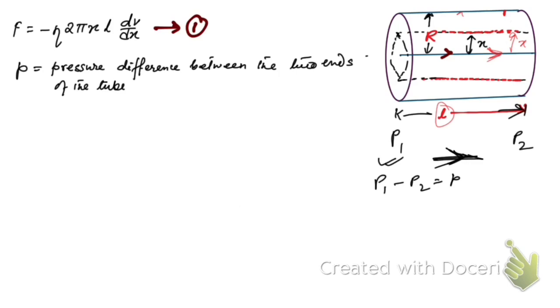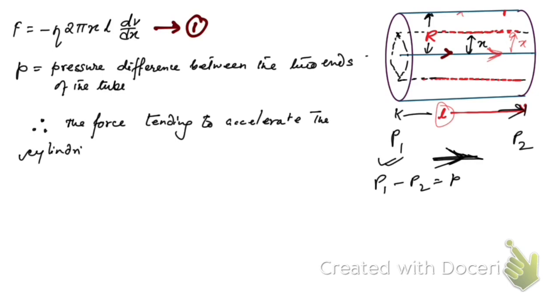So that's what we're going to get. Therefore the force tending to accelerate the cylindrical liquid layer is pressure difference P into area of cross section of this layer pi x square, and this force must be equal to the one that is obtained in equation number 1, right?